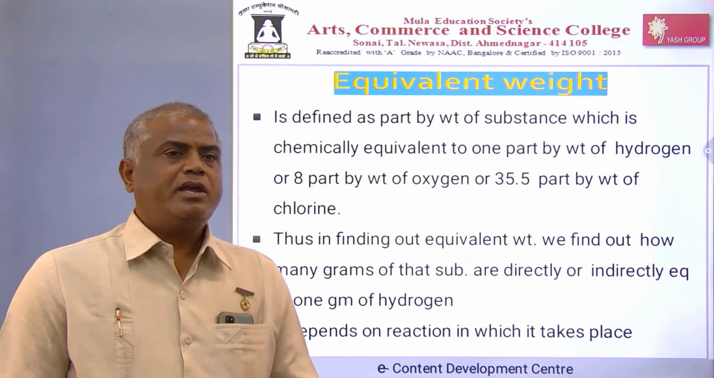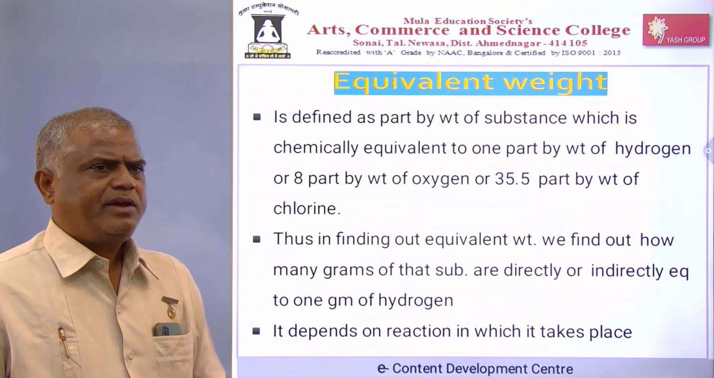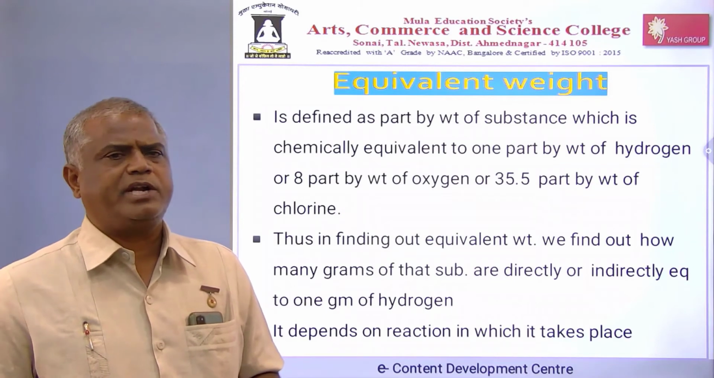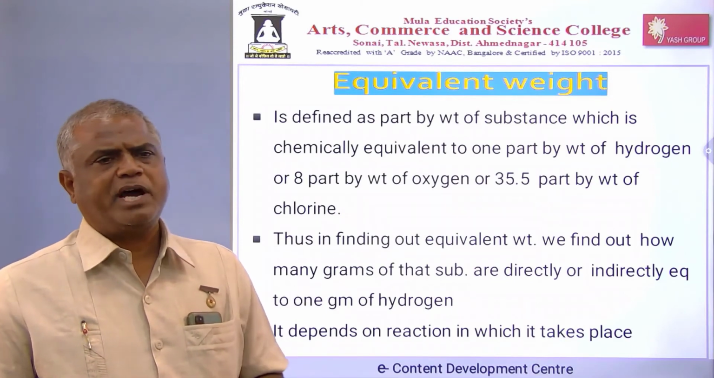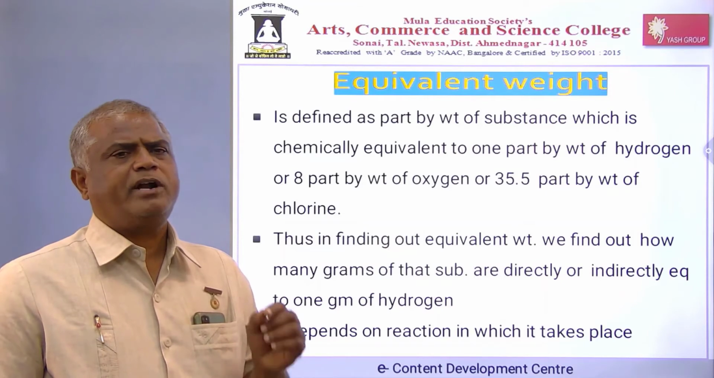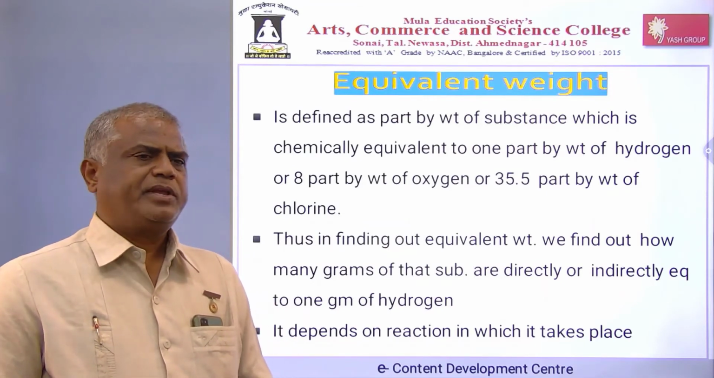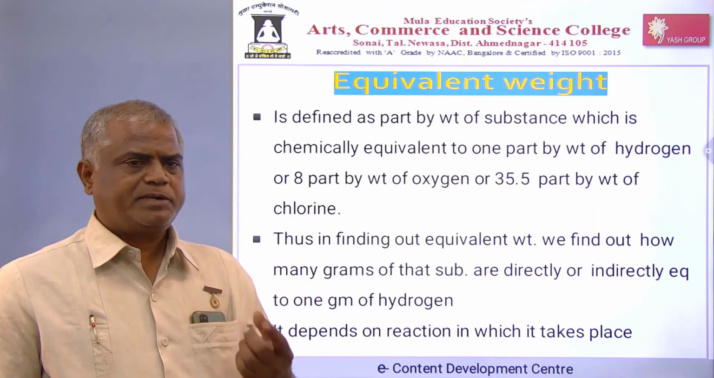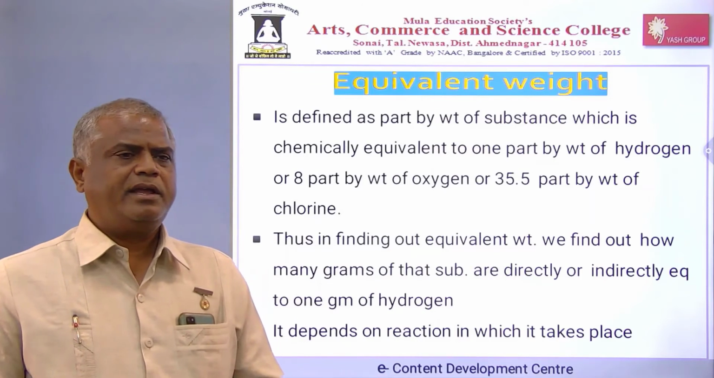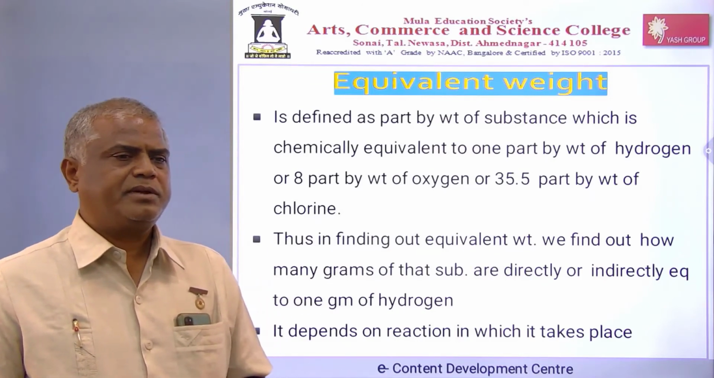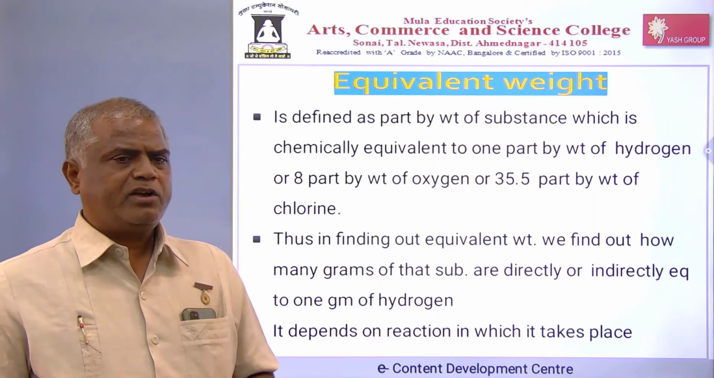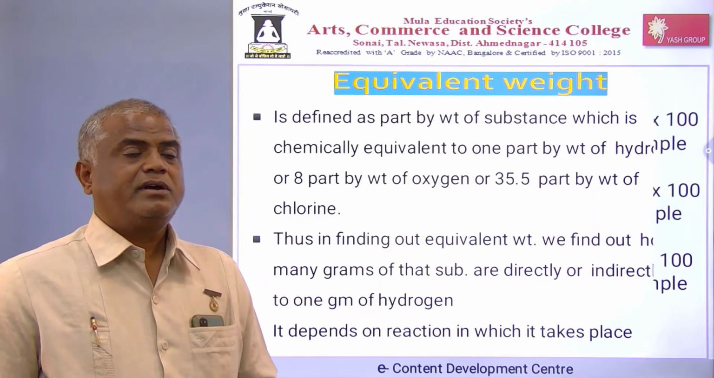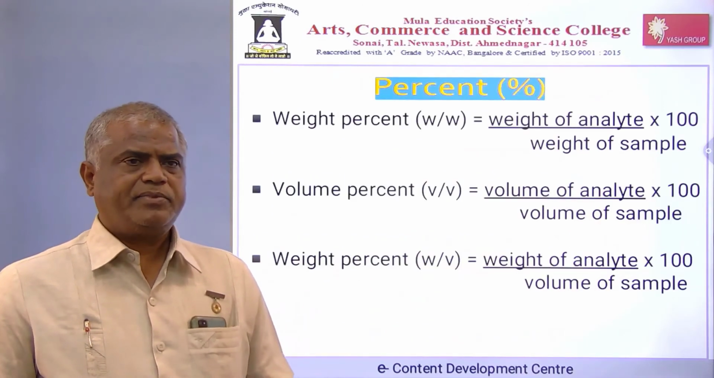Now, what is equivalent weight? It is defined as the part by weight of a substance which is chemically equivalent to 1 part by weight of hydrogen, or 8 parts by weight of oxygen, or 35.5 parts by weight of chlorine. Thus in finding the equivalent weight, we find how many grams of that substance are directly or indirectly equivalent to 1 gram of hydrogen. The equivalent weight depends on the reaction in which it takes place, so it depends on the type of reaction. The reaction decides the equivalent weight.